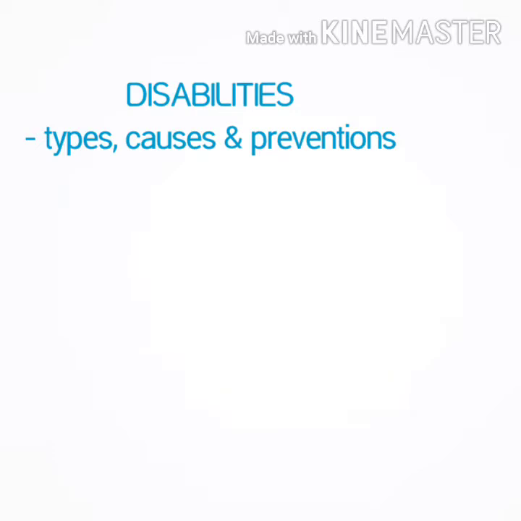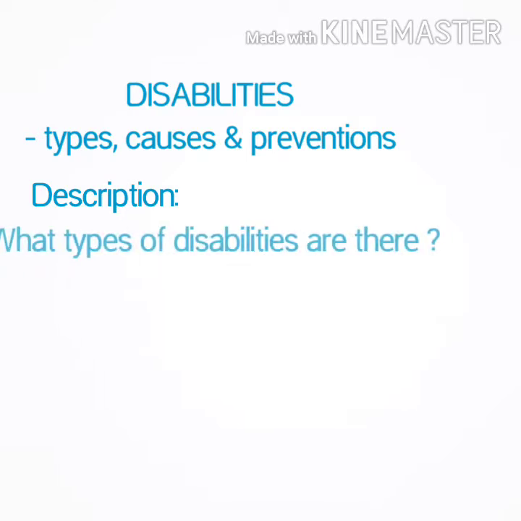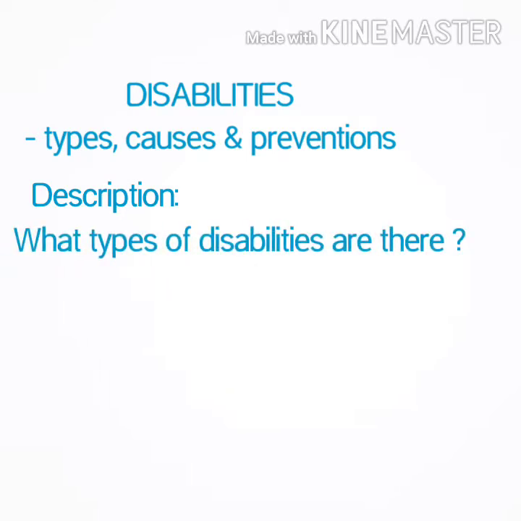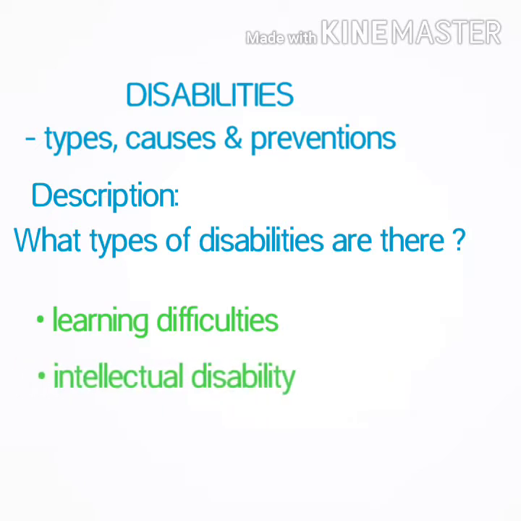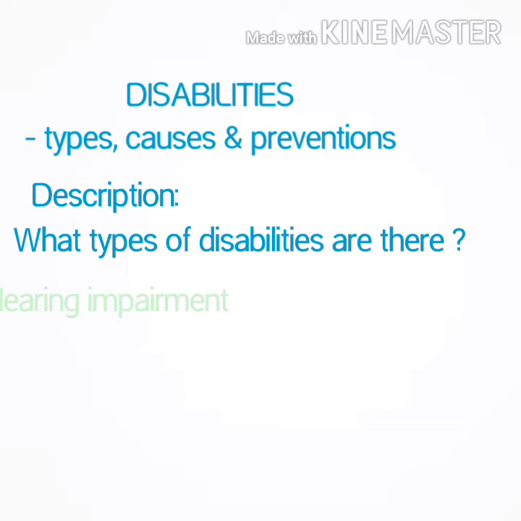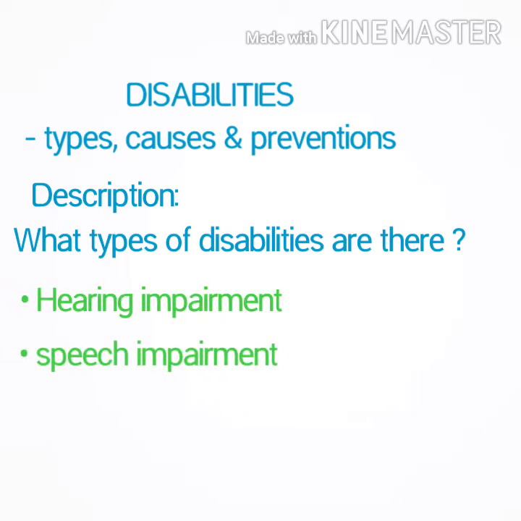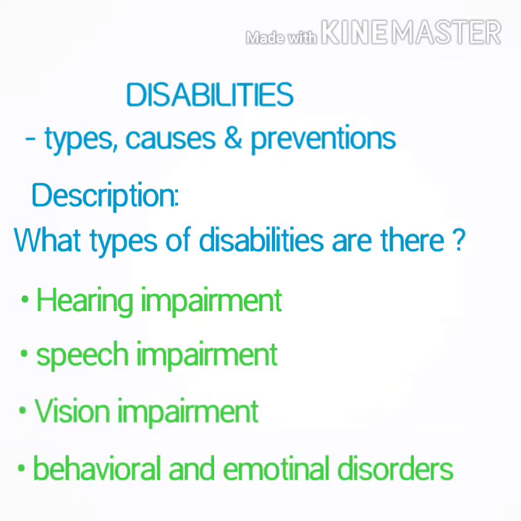So description. What types of disabilities are there? There are eight major areas of special need that teachers are likely to come across in Papua New Guinea and other schools. First is learning difficulties. Second is intellectual disability. Third is physical disability. Fourth is hearing impairment. The next is speech impairment. Then vision impairment. Then behavioral and emotional disorders.